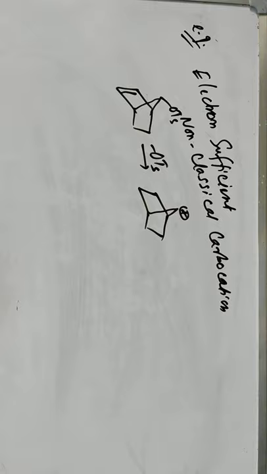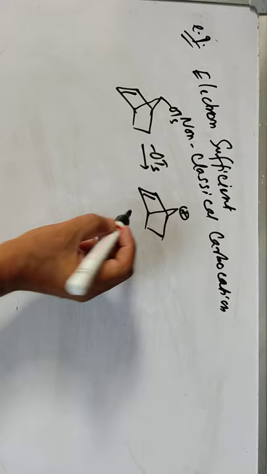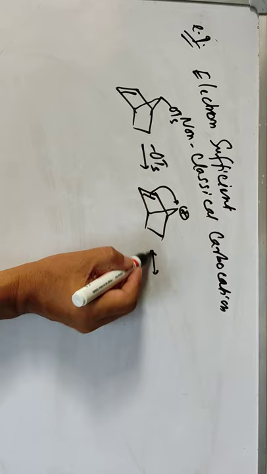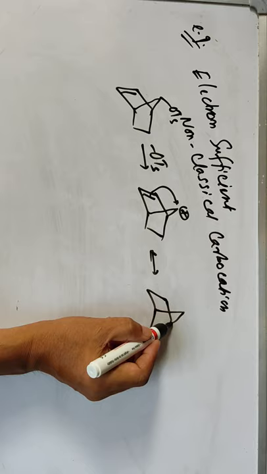Tosylate is lost, so you have a positive charge here. So you can move this one, and you can generate structures. It involves, so here, this link is this one. Now it becomes a positive charge here.